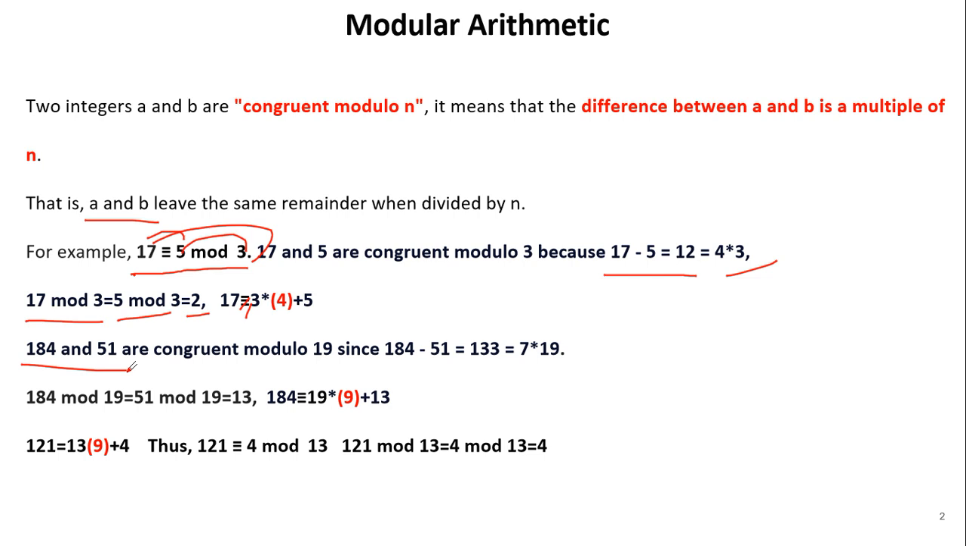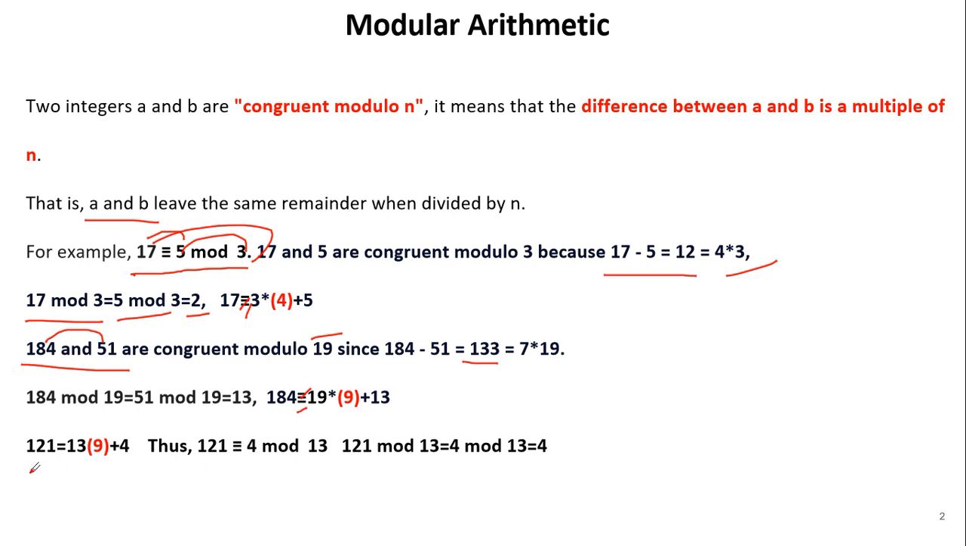Now take the second example. 184 and 51 are congruent modulo 19. So if we take the difference between 184 and 51, which is equal to 133, it is a multiple of 19. Then 184 mod 19 equals 51 mod 19, and it can also be represented as 184 is equal to 19 into 9 plus 13.